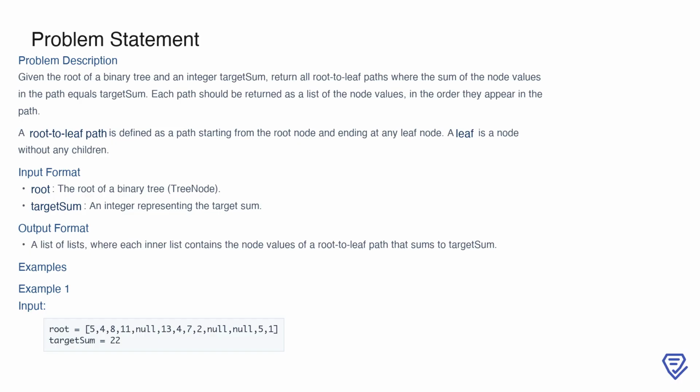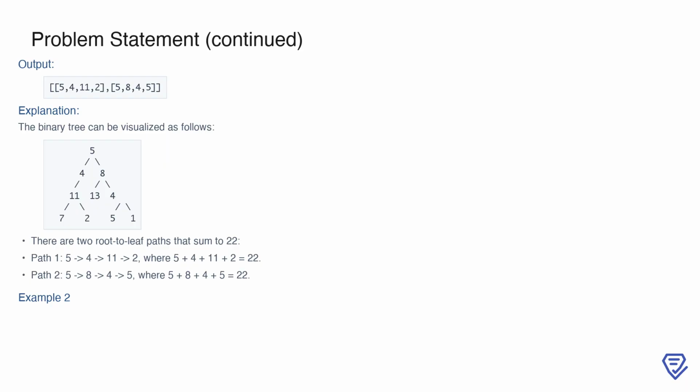The input consists of two components, the root of the binary tree, represented as a tree node, and the target sum, an integer. The output is a list of lists, where each inner list represents the node values along a root-to-leaf path that satisfies the condition. For example, if the tree and target sum are given as described here, we'll see how this works in an example shortly. Here's the first example.